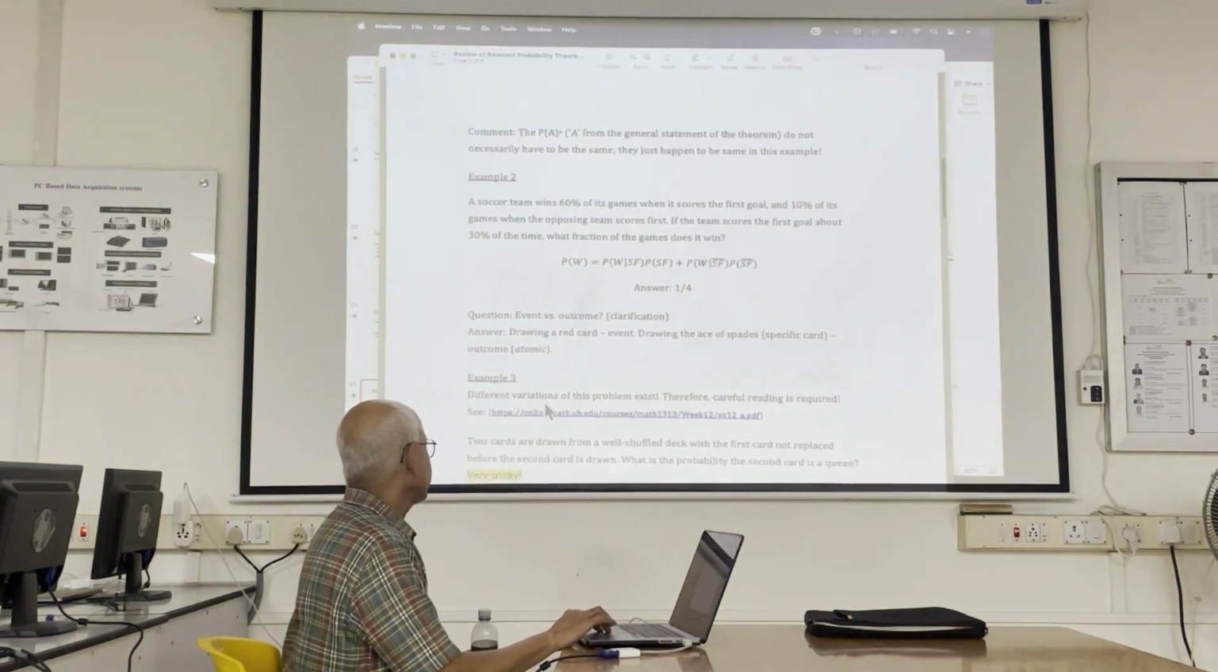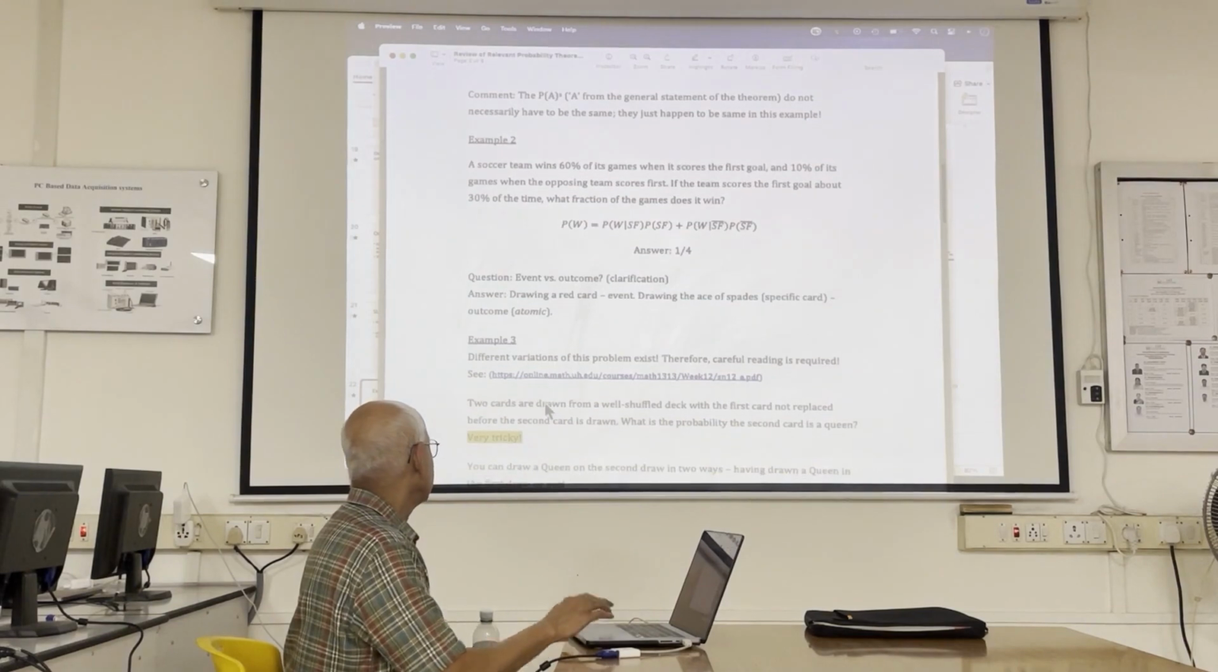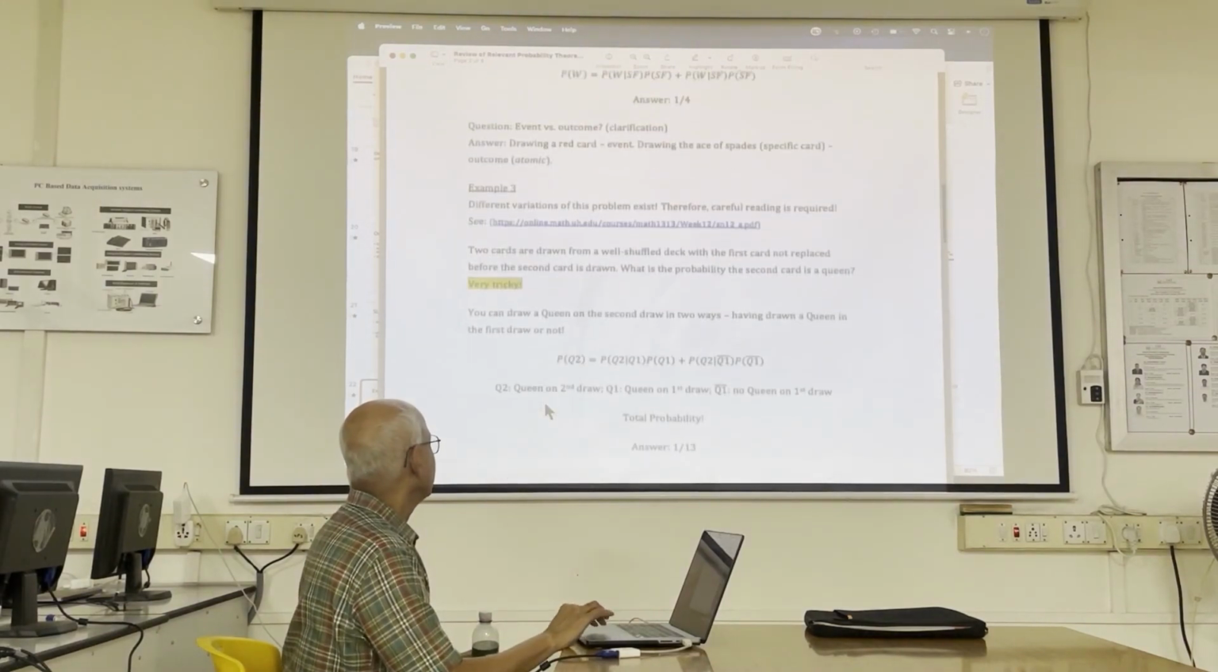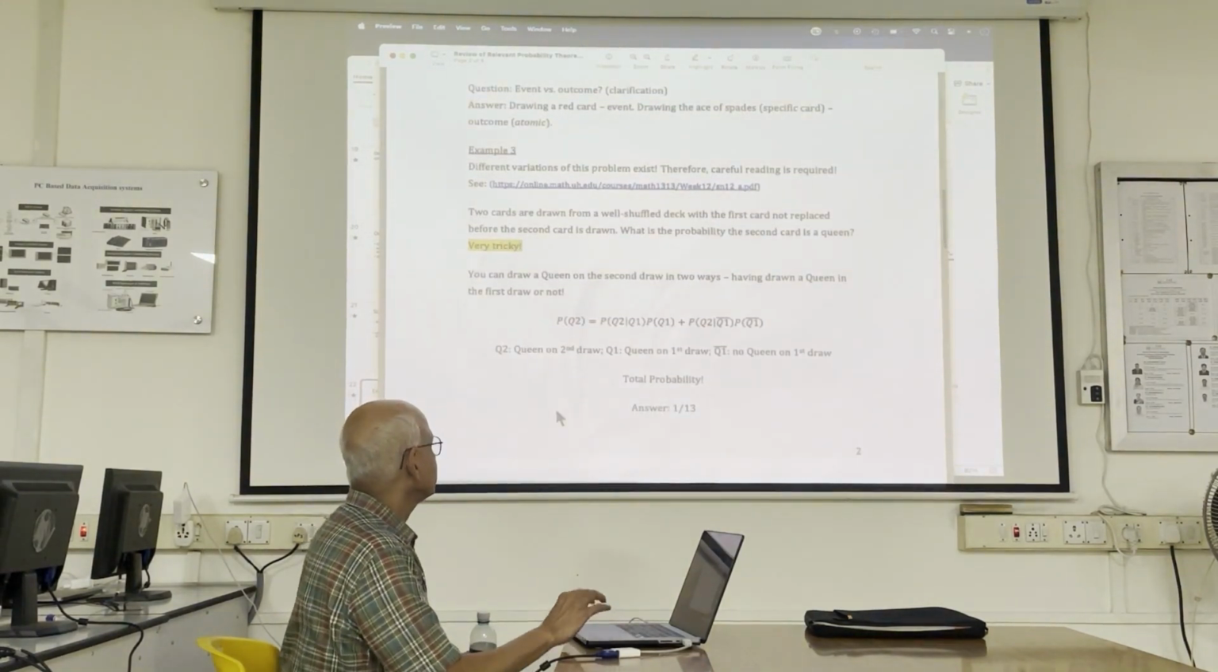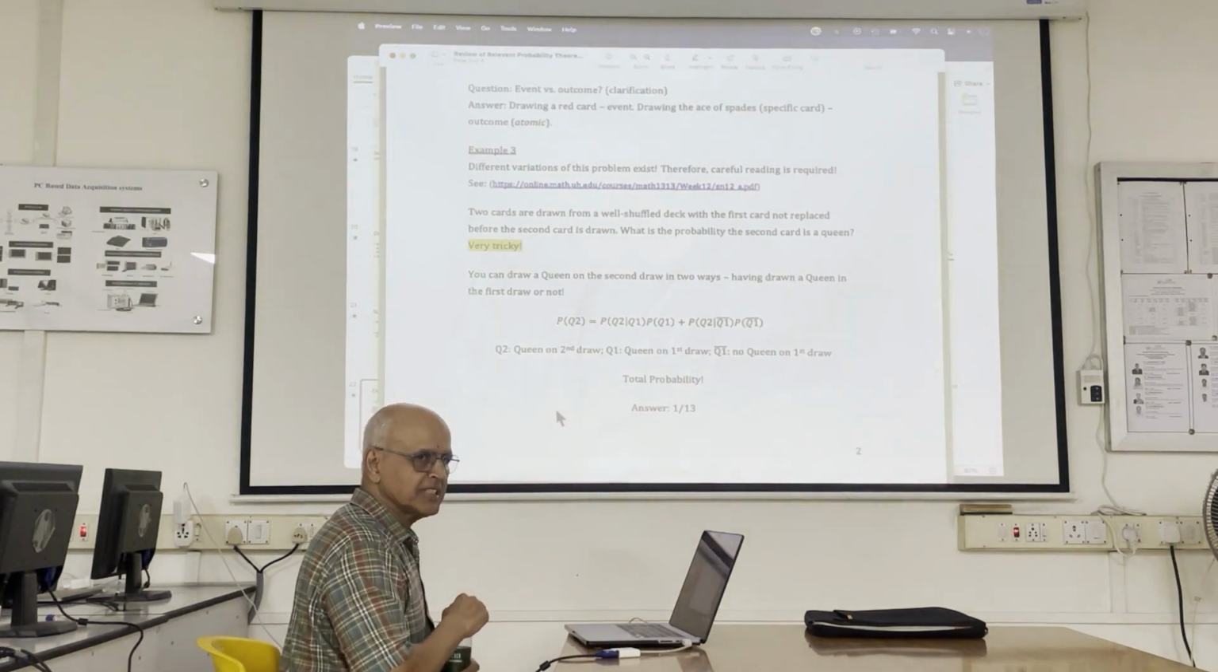No, we won't go through the second example. You can go through that, and there are more tricky versions of the problem, but the basic fact is total probability is a very useful theorem.